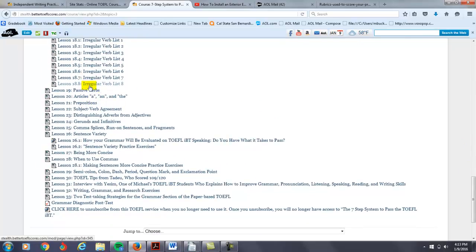Okay, what else here? Lesson number 25, comma splices. That's the one you had the most trouble with. So lesson number 25, lesson number 26, sentence variety, I think is a good one. Lesson 27, being more concise. Sometimes you have the tendency to be a little bit too wordy in some of the sentences that you write. Lesson number 28, when to use commas. I think this is an important one for you right now. And I think that covers it.